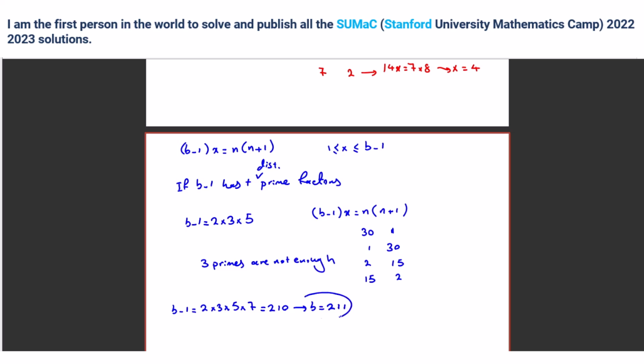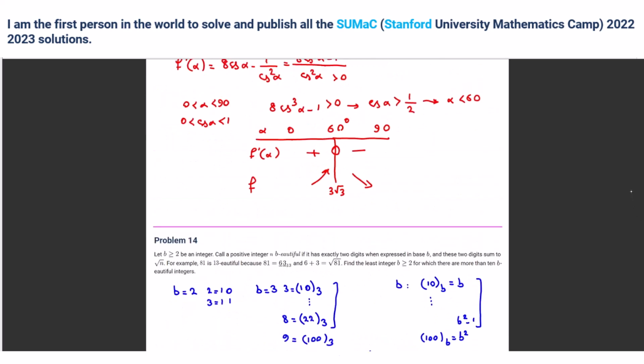Have you checked 211 to see if we have 11 good cases? Well, I checked. I found 11 good values of n. You found 11 good values for n and x, right? Yeah. Okay, and the problem wants us to find only the minimum b, so b is 211, right? Yeah.